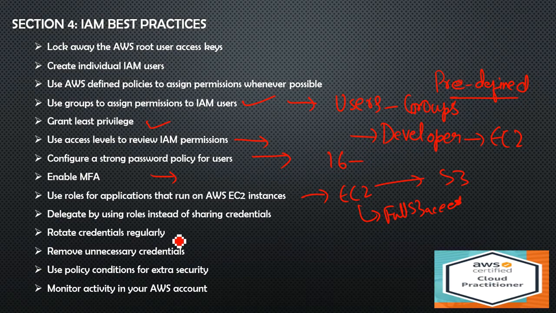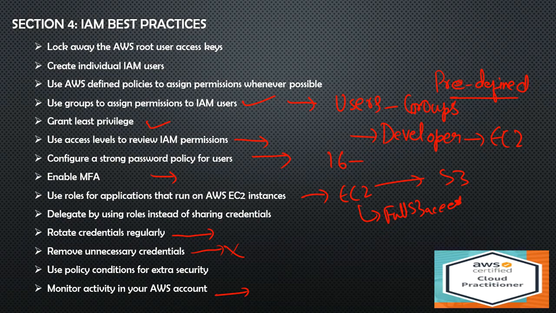Rotate credentials regularly, and remove unnecessary credentials. So credentials that are not used, just delete them. Use policy conditions for extra security. Monitor activity in your AWS account. So you can monitor the activities done by users. So that is it for the IAM best practices.